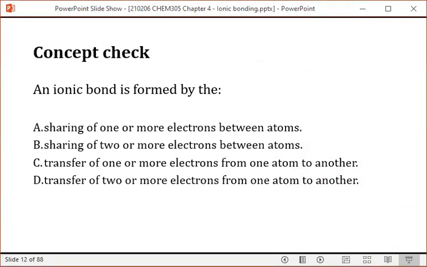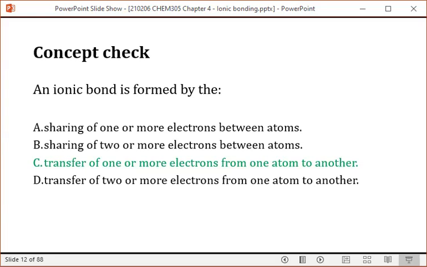So let's do a quick concept check. An ionic bond is formed by which of the following? Sharing of 1 or more electrons between atoms, sharing of 2 or more electrons between atoms, transfer of 1 or more electrons from one atom to another, or transfer of 2 or more electrons from one atom to another. So hopefully, as you think this one through, you arrive at answer C, the transfer of 1 or more electrons from one atom to another.